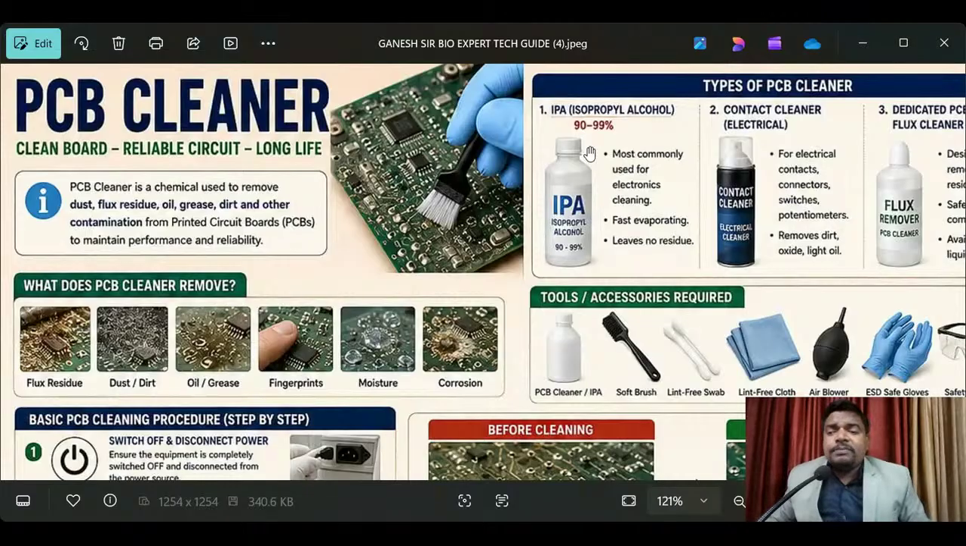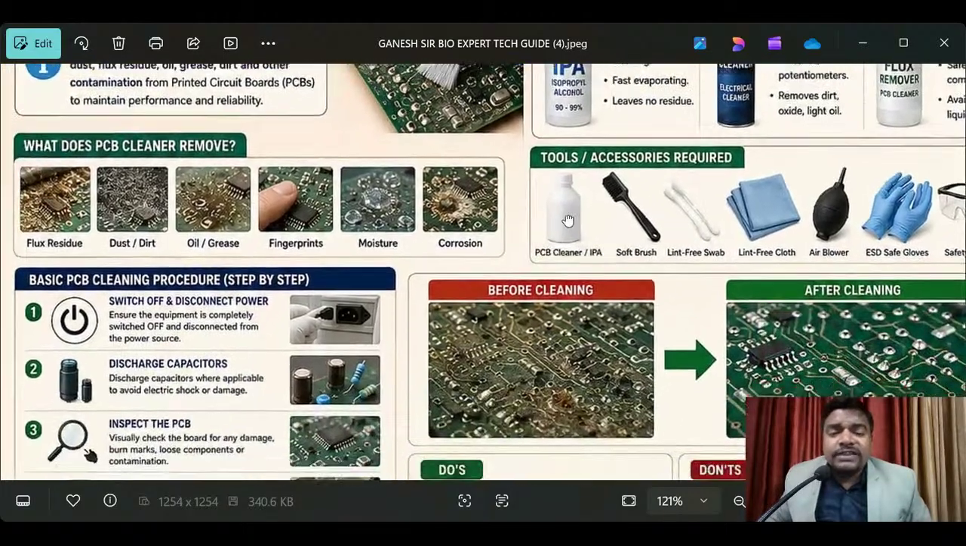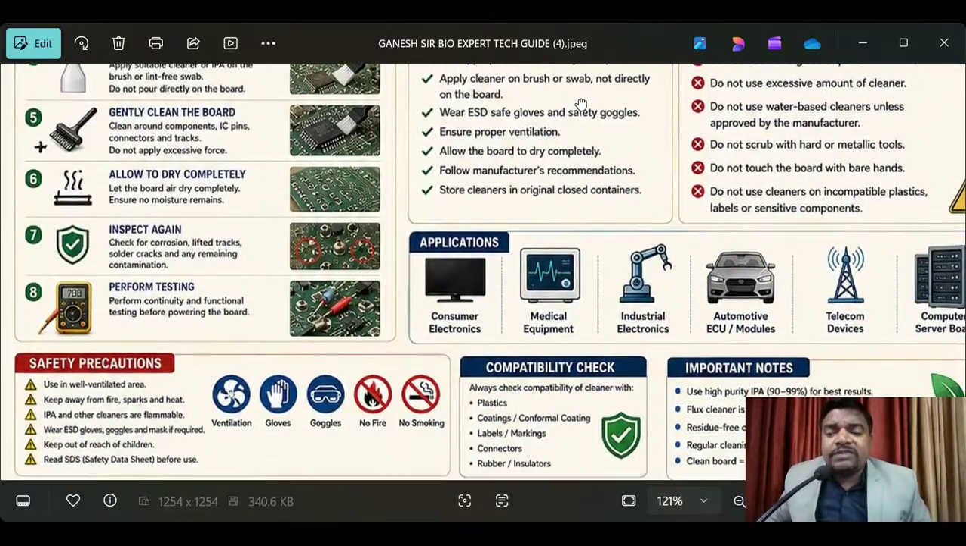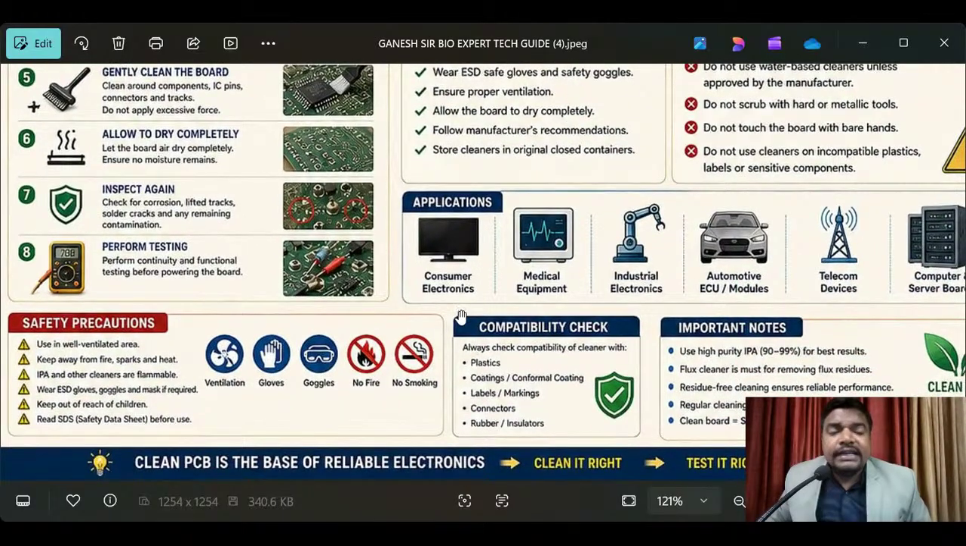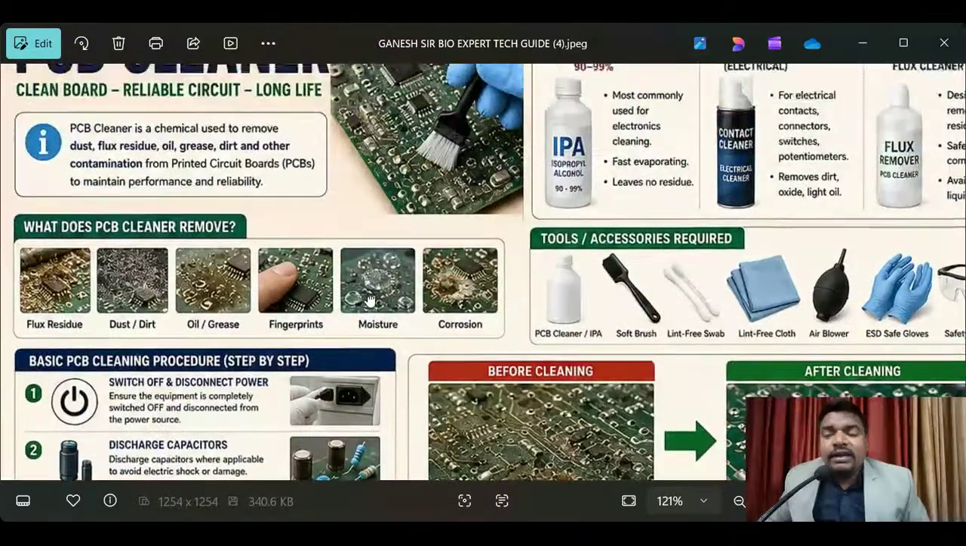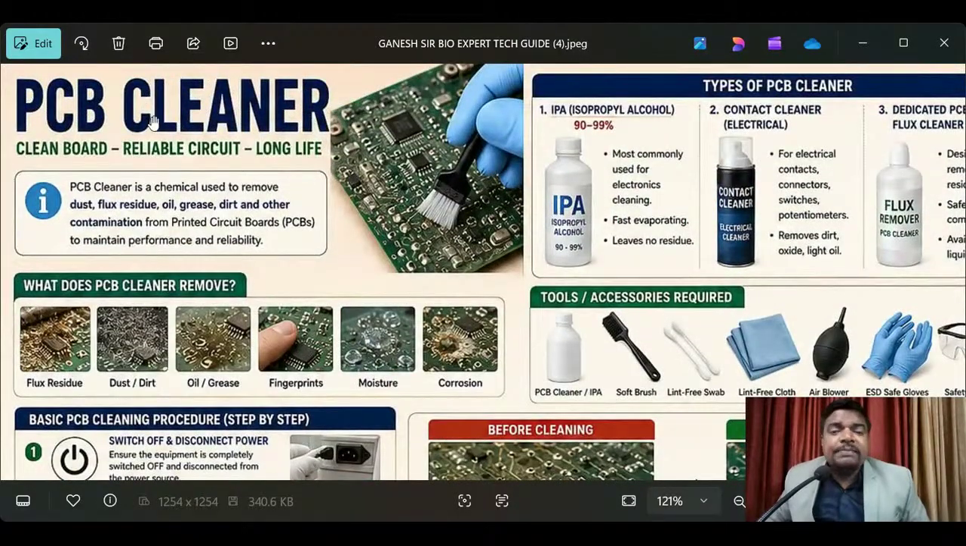These are the points I'm going to show you, because for this purpose many engineers have doubts. For clearing doubts, I want to give the information very clearly. In this presentation, today's live session covers the PCB cleaner, a clean board, and a reliable circuit with long life. These are very important, because our services should be reliable.